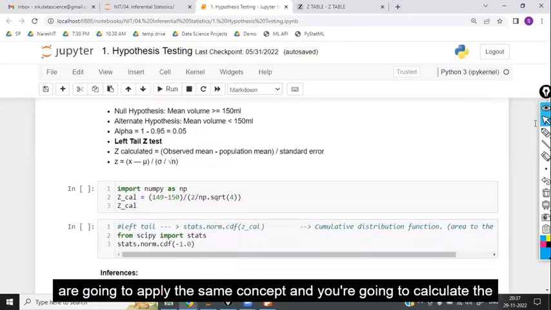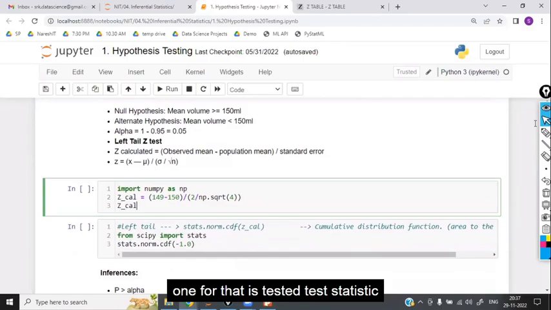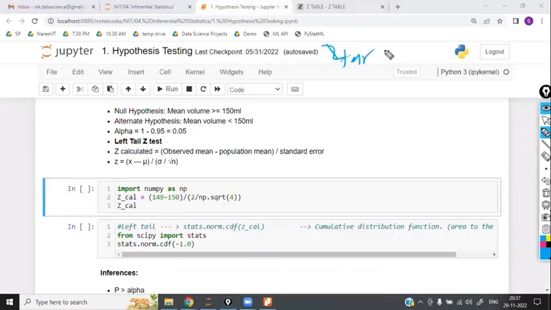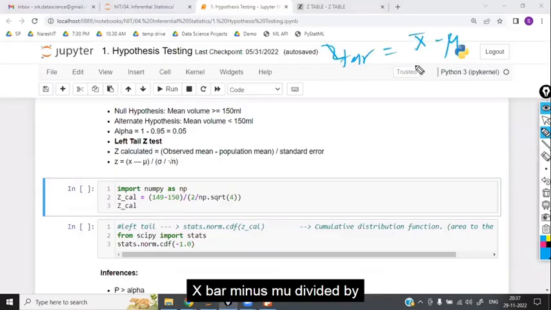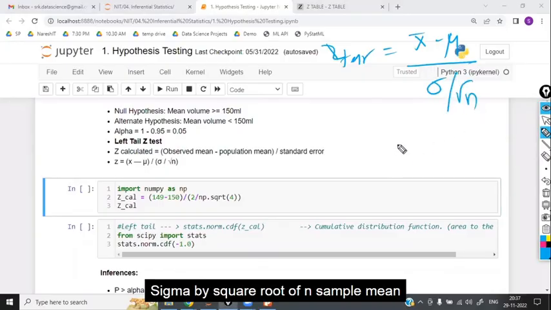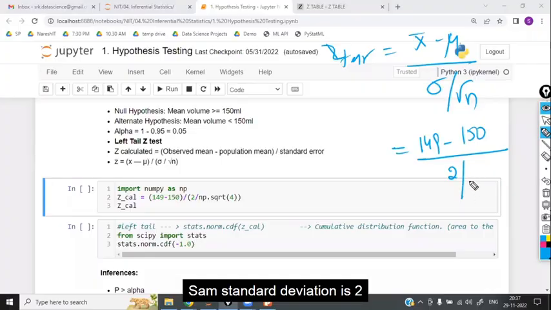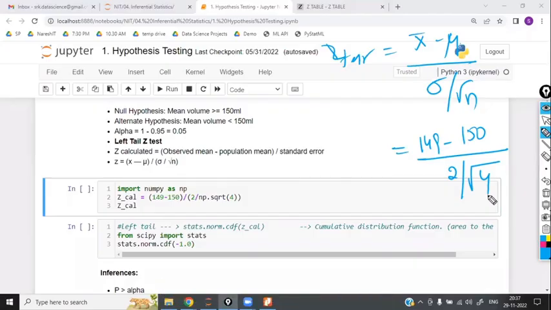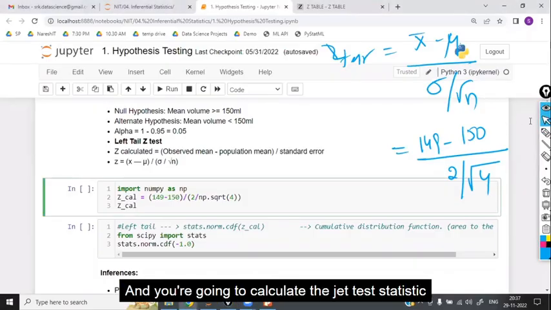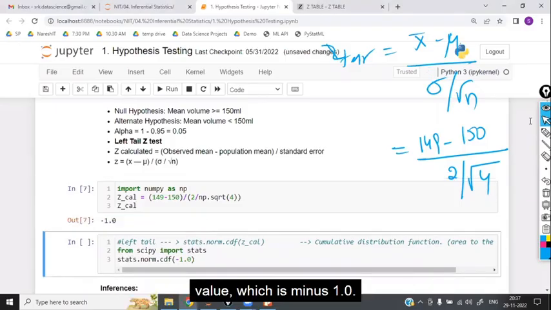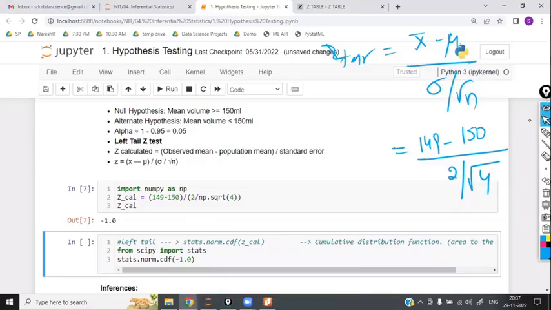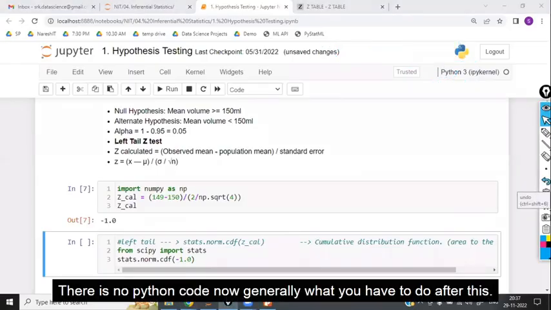Now you are going to apply the same concept and calculate the test statistic. How to calculate the Z test statistic? X bar minus mu divided by sigma by square root of n. Sample mean is 149 and you have to test for 150. Standard deviation is 2 and 4 bottles are picked randomly. And you are going to calculate the Z test statistic value, which is minus 1.0. Assume there is no Python code.